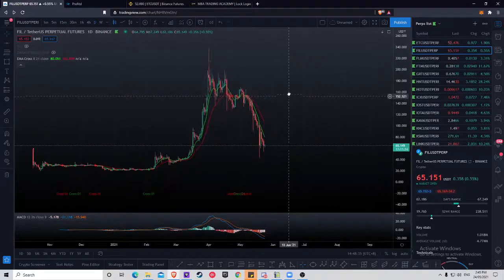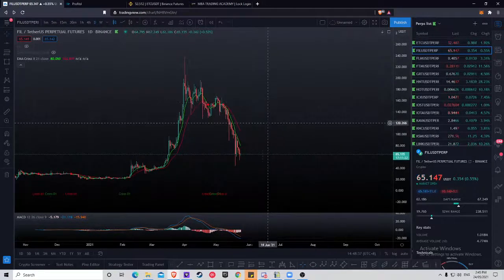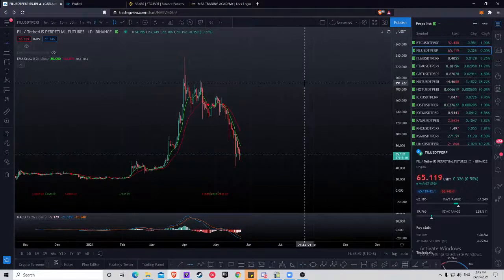So we're just gonna do some charting on FIL/USDT perp, and I'm trading on perps, perpetual contracts on Binance. So again, we'll just start with the daily resistance, look for where price action has been and hasn't been able to pass that.